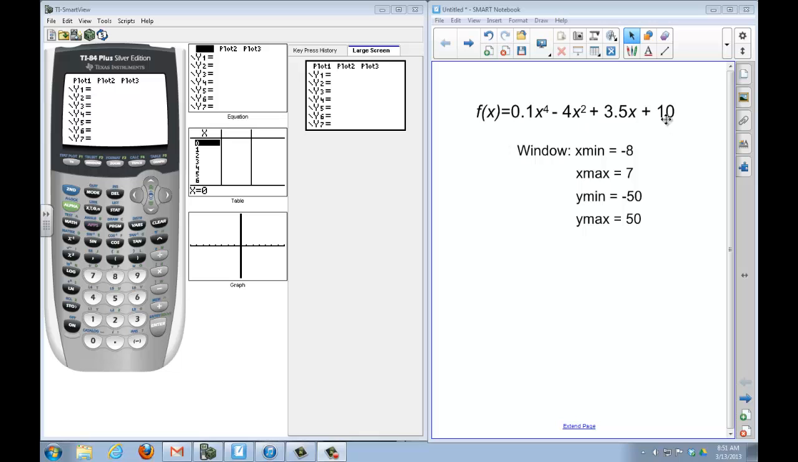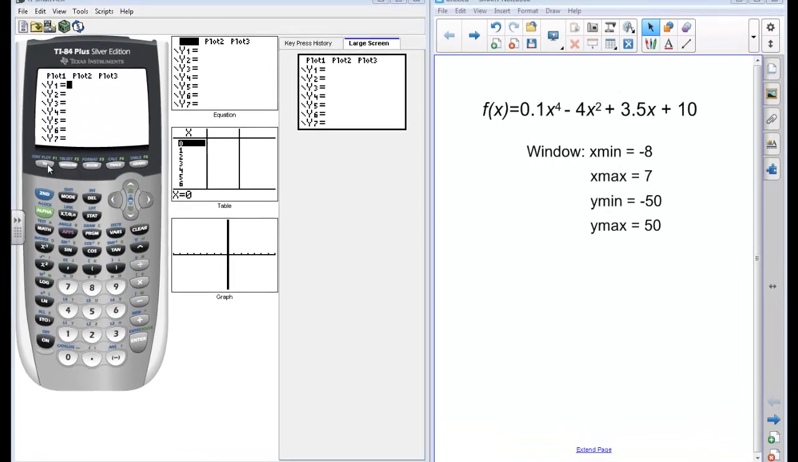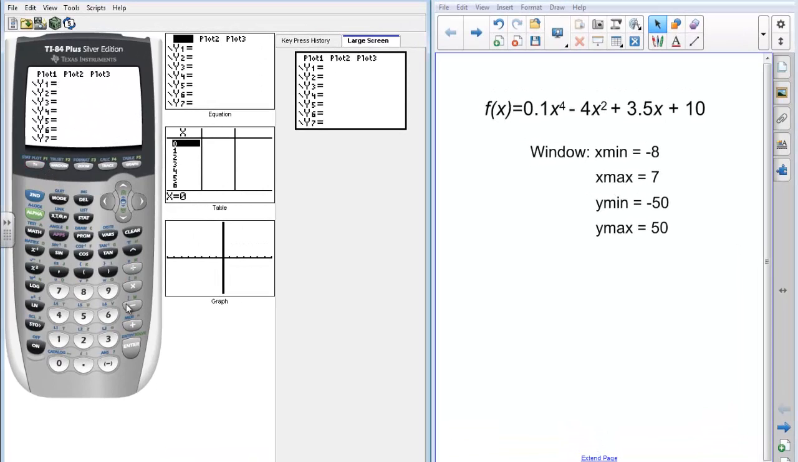Here is the function that we're going to use. We're going to plug this into our calculator. To do that, we hit the y equals button. And let's plug this function in, 0.1x, to put an exponent we use this caret, to the fourth, minus 4x, we can cheat a little with the x squared right there, plus 3.5x plus 10.